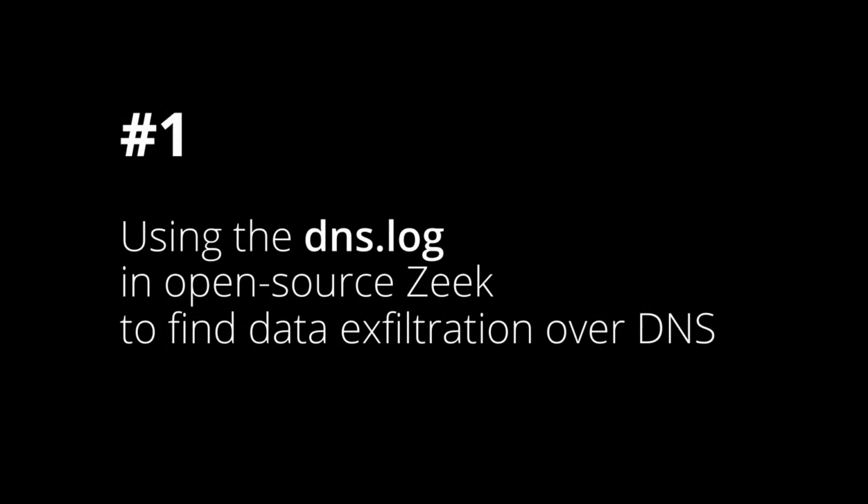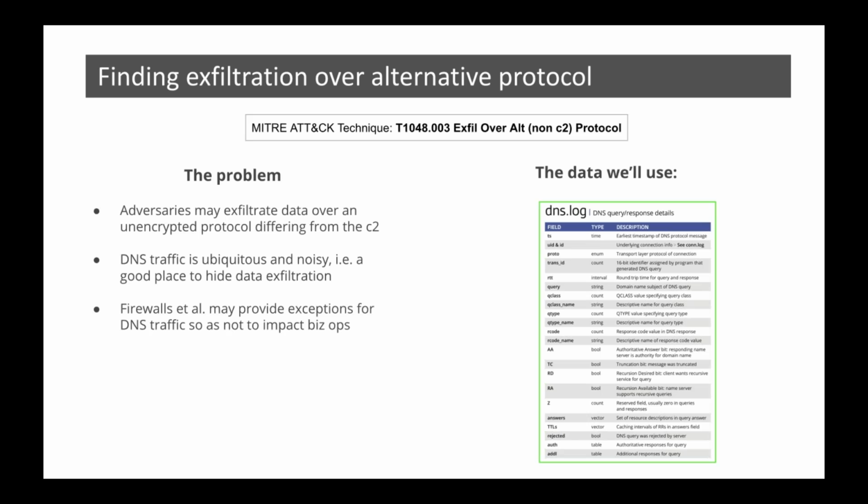Number 1, let's look at an example of how we could use Zeek's DNS log to look for evidence that an adversary might be abusing DNS to steal and exfiltrate data out of your environment. The problem, of course, is that DNS is quite noisy. There's just so much DNS traffic in any given environment. It's ubiquitous. It's a critical protocol for internet functionality.